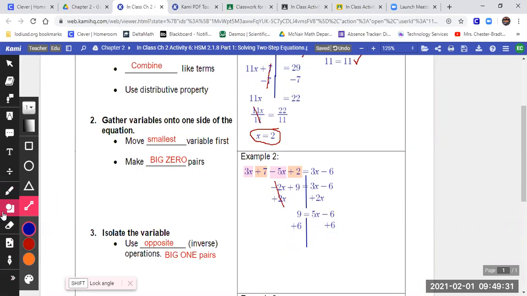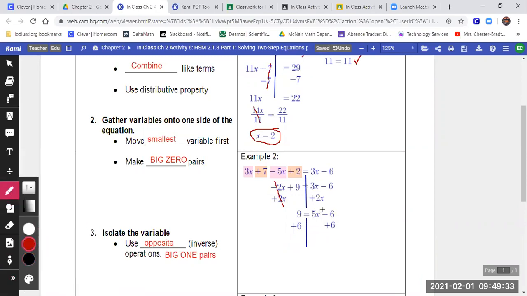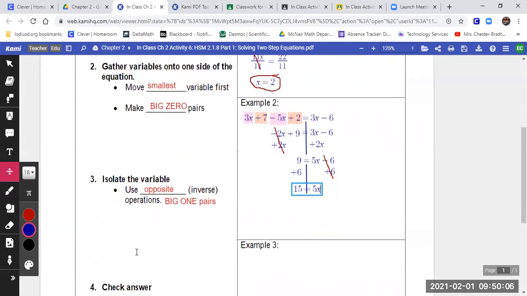Okay, so we got our big 0. 6s are now gone. What is the left side going to say now that I moved a 6 over with the 9? 15, mm-hmm. Has to equal, what's the other side going to say now that the big zero happened over there? 5x, okay.